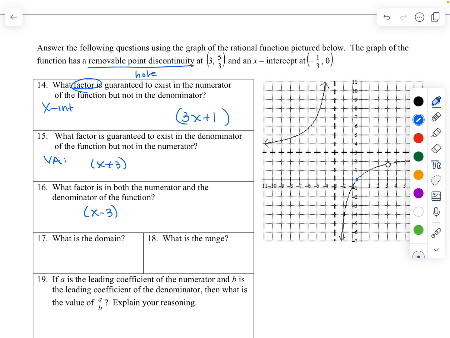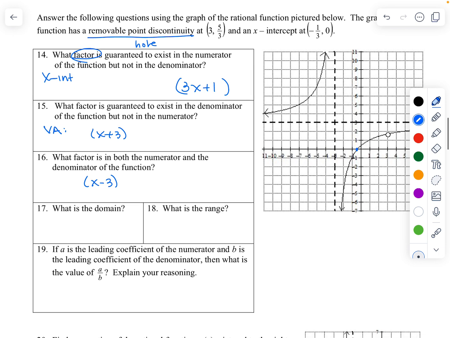What is my domain? This is more just looking at the graph. So what is my domain? Well, I would want to skip over my -3 and +3. And then what is the range? The range is going to be, I'm going to skip over the y value of my hole, which is written up in the top, which is 5/3, and I'm going to skip over 3.